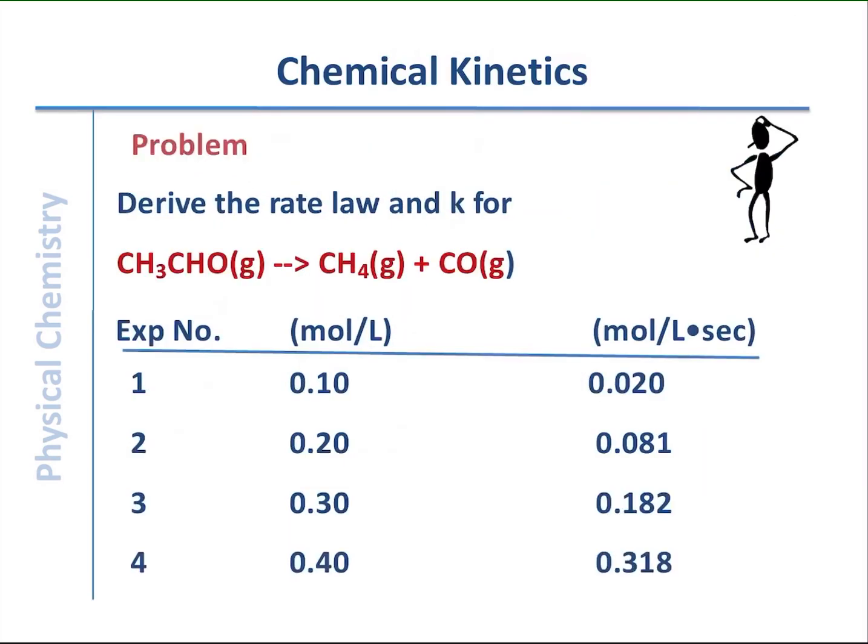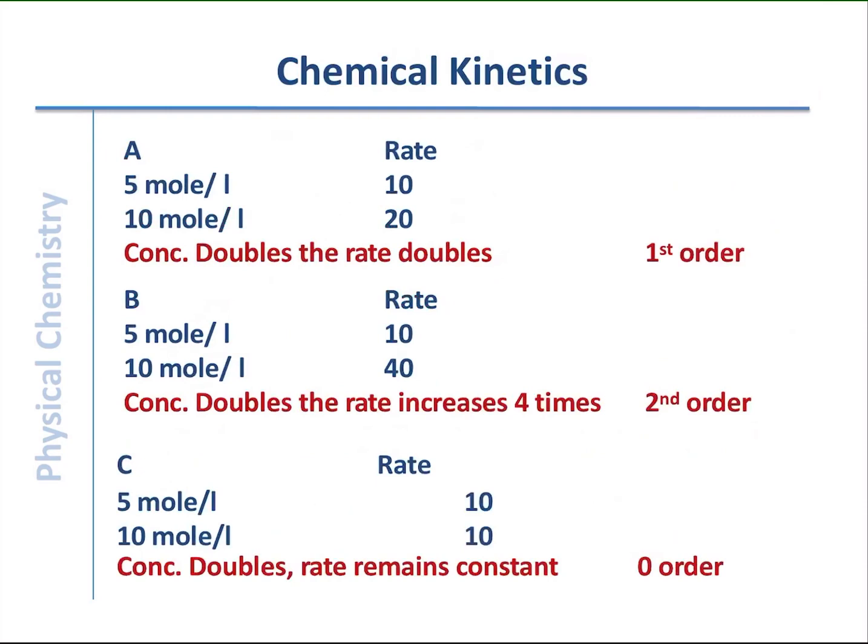Again, this slide told us how to know the order of reaction. If the concentration doubled and the rate doubled, so the reaction order is first order. If the concentration doubled and the rate increases 4 times, it's second order. If the concentration doubled but the rate is still the same, so it's zero order.